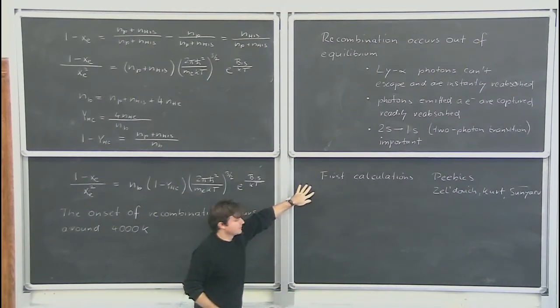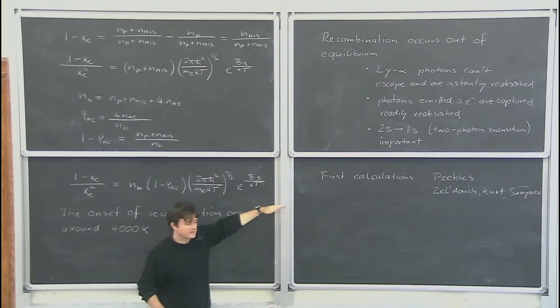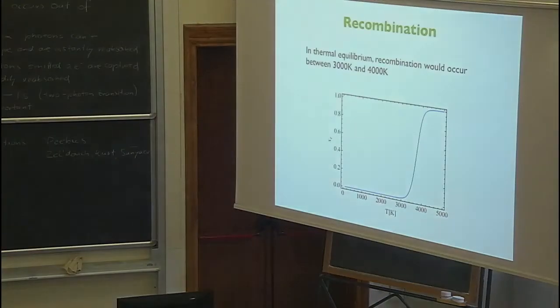Also, there's a code that's called the RecFast code. It's basically built on these types of calculations. And then recently, with the measurements of the Planck satellite, the precision is so high that these calculations aren't accurate enough. So there are more recent calculations now that include many, many excited states of the hydrogen atom, hundreds of excited states.